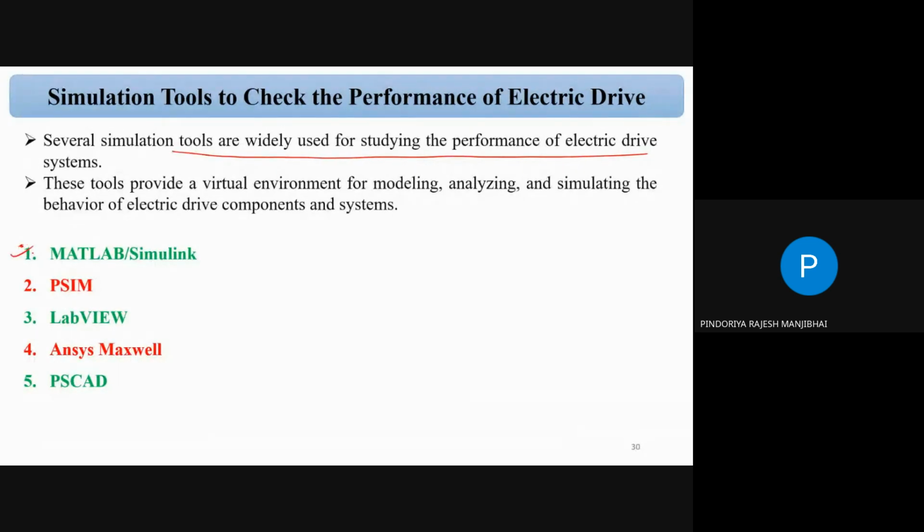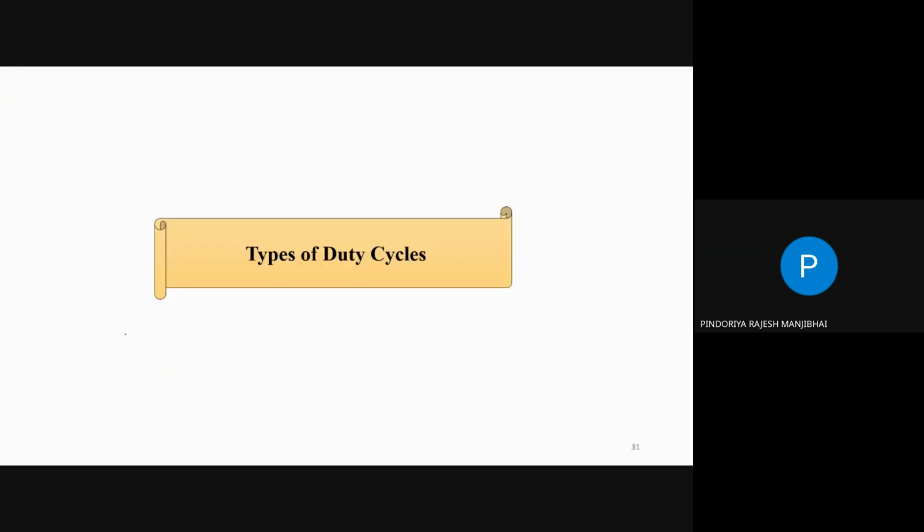We know MATLAB Simulink, PSIM, LabVIEW, ANSYS Maxwell, PSCAD. So many simulation tools are available in the market to implement our proposed control system. Most people know about MATLAB Simulink. Yes, a few work on PSIM, LabVIEW, ANSYS Maxwell, PSCAD. So many software tools are available.